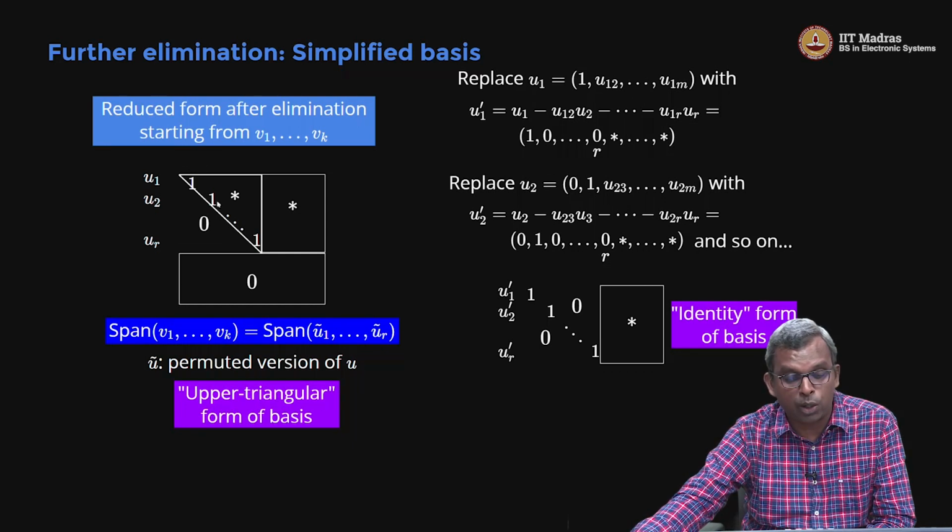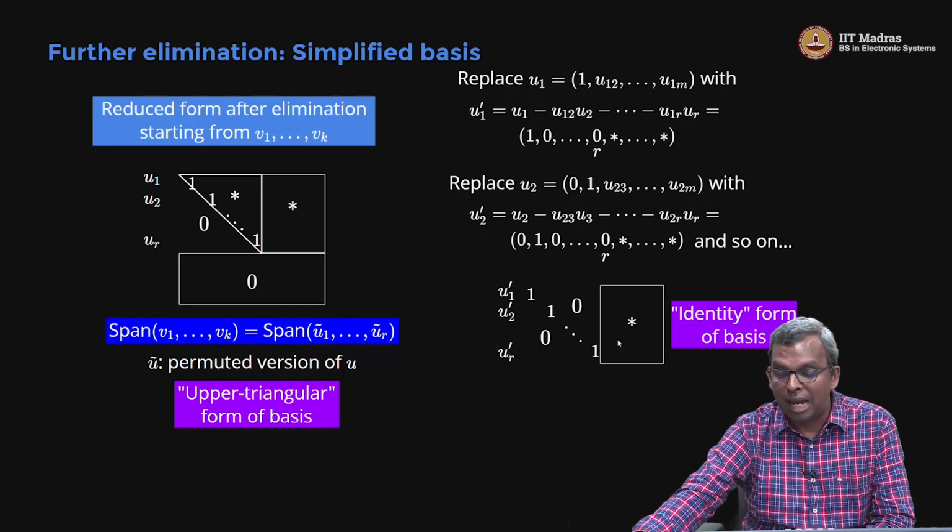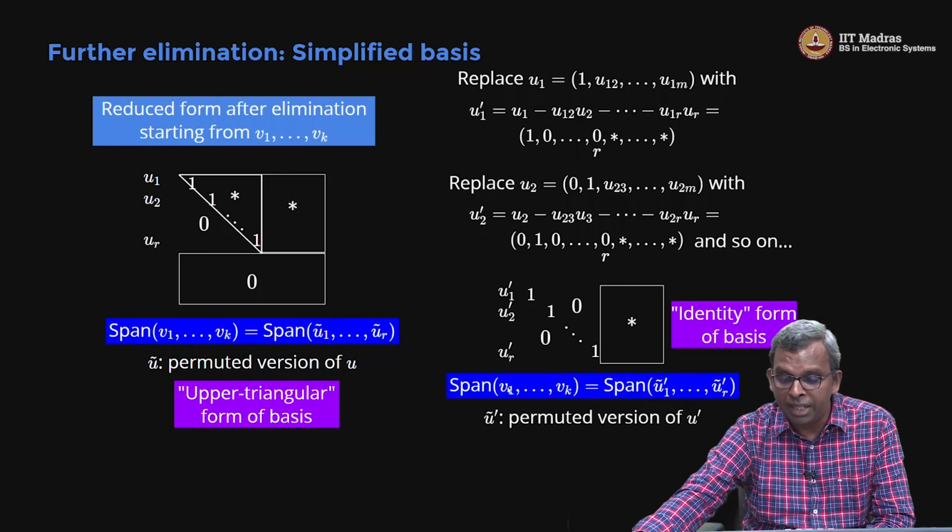So from an upper triangular form for the basis, we have moved to the identity form for the basis. These zeros here I'll throw away, I don't really care. I don't want these to be hanging around anymore. I only have a basis which is in identity form. So clearly now the span of V1 to Vk is the same as the span of these U primes, but I'll have to do the tildes, right? I have to undo any column permutation I may have done.